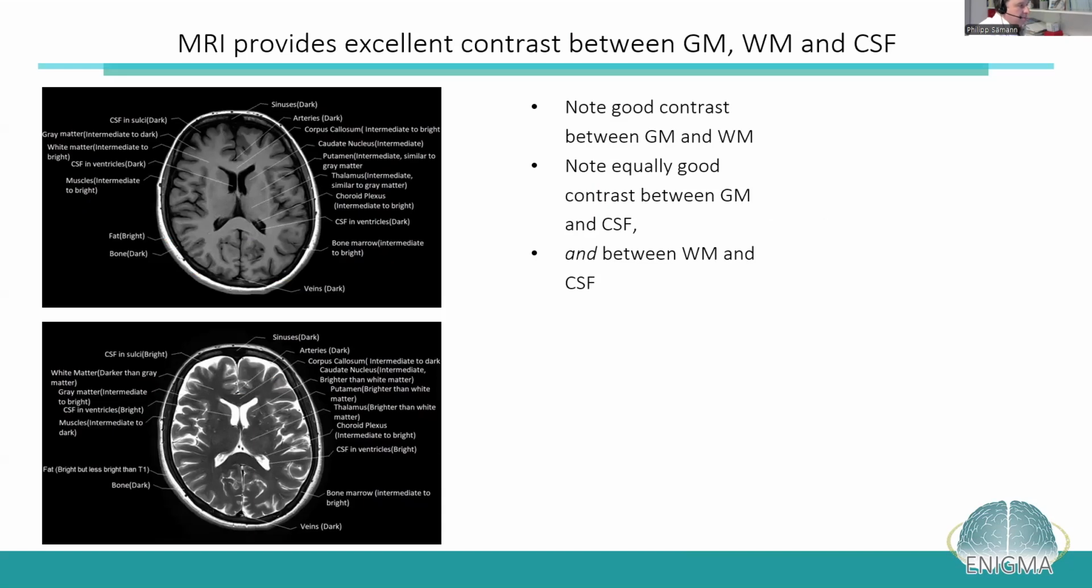MRI provides you with a much better contrast between gray matter and white matter. And this, as we will see later, is absolutely elemental for morphometry. It also gives you a good contrast between gray matter and CSF and white matter and CSF. As you might know, MRI allows you to fine-tune your sequences to specific tissue properties, so it's much more flexible in terms of the information content that you can generate from such images.